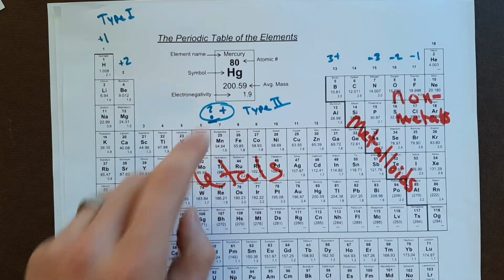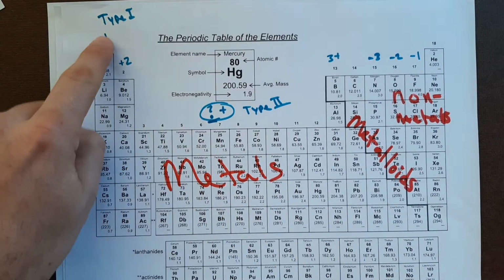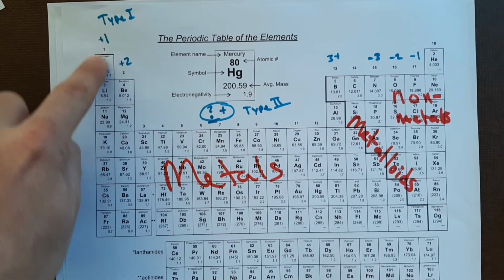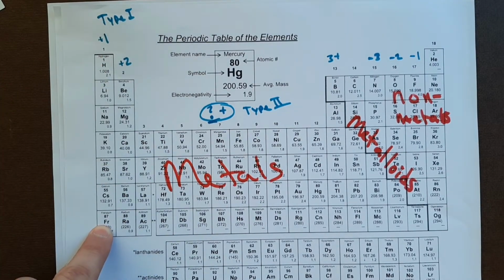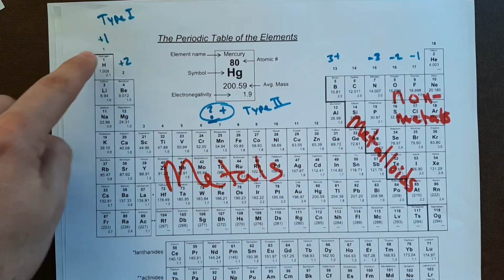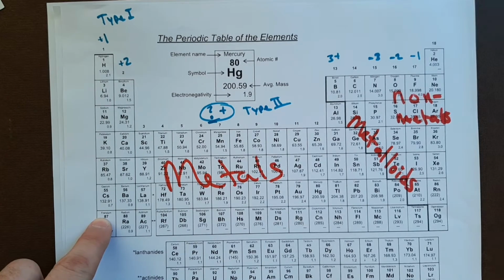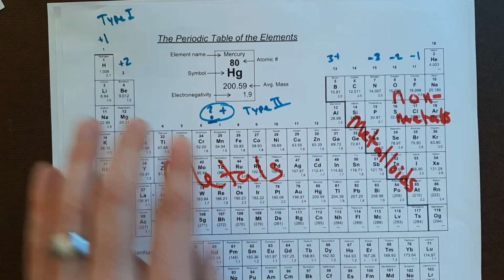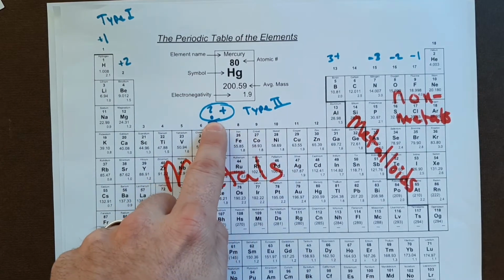There's some different options. There's one last little thing. These two are what we call type 1 cations, meaning everything in this column, when it forms an ion, will be positive 1. Everything here, if it forms an ion, will be positive 1. Everything here, if it forms an ion, will be positive 2. These are type 2, which means we don't know.